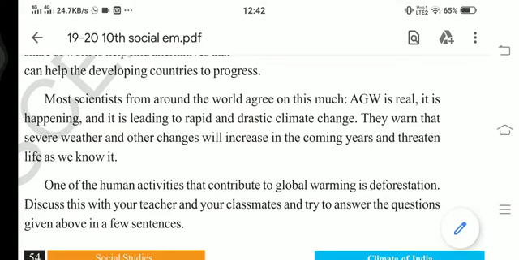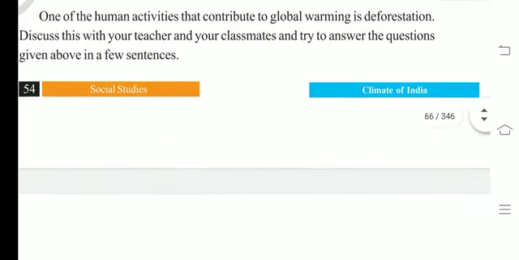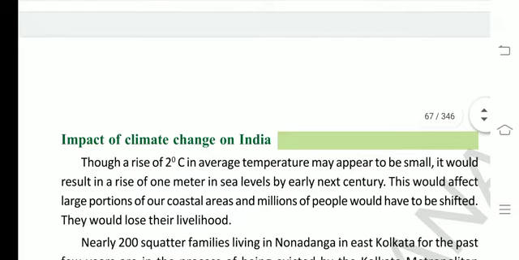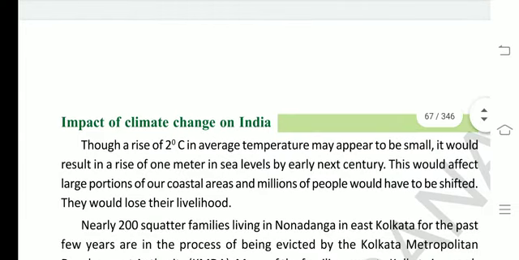One of the human activities that contributed to global warming is deforestation. Deforestation means cutting the forest cover, right? So deforestation, burning of fossil fuels, then releasing industrial pollutants into the air, right? Then carbon dioxide released from automobiles, right? Then extracting coal, all of these lead to climate change, right?